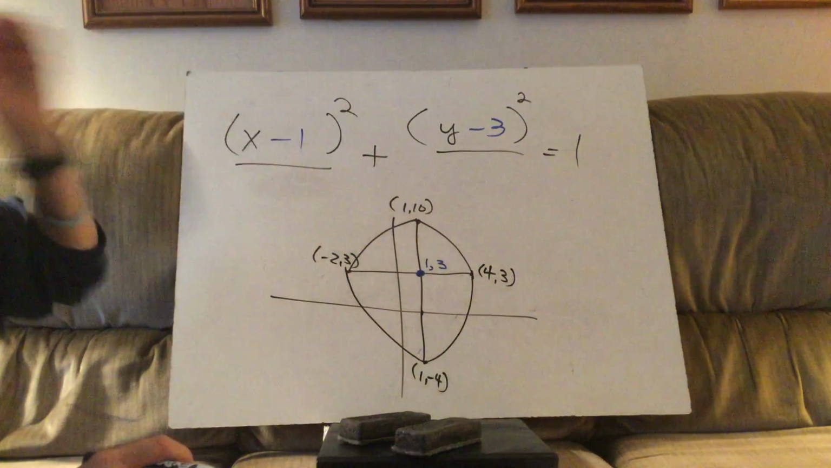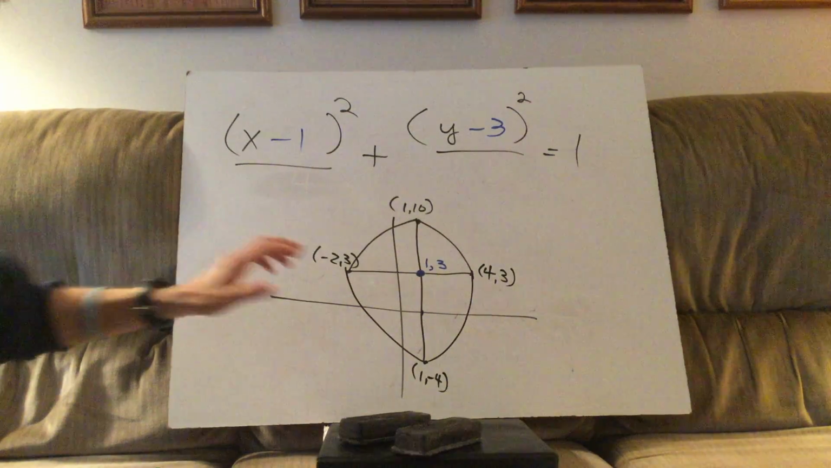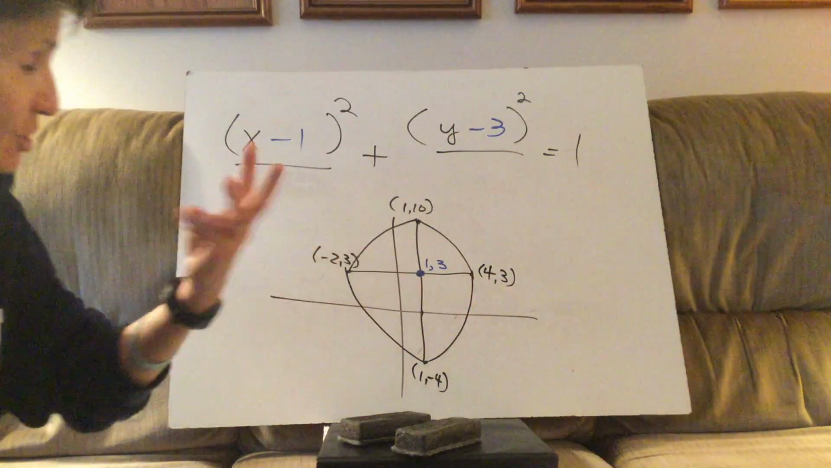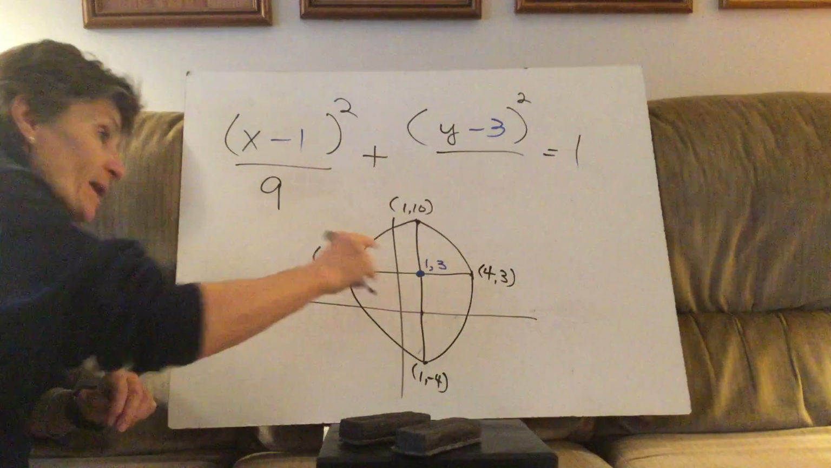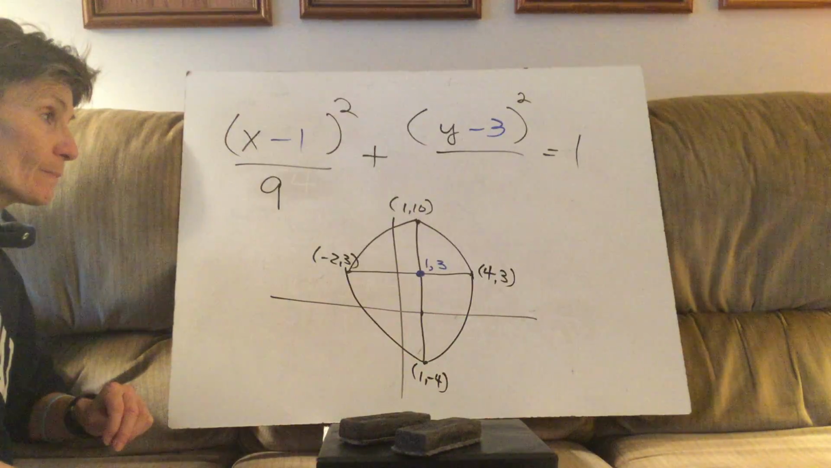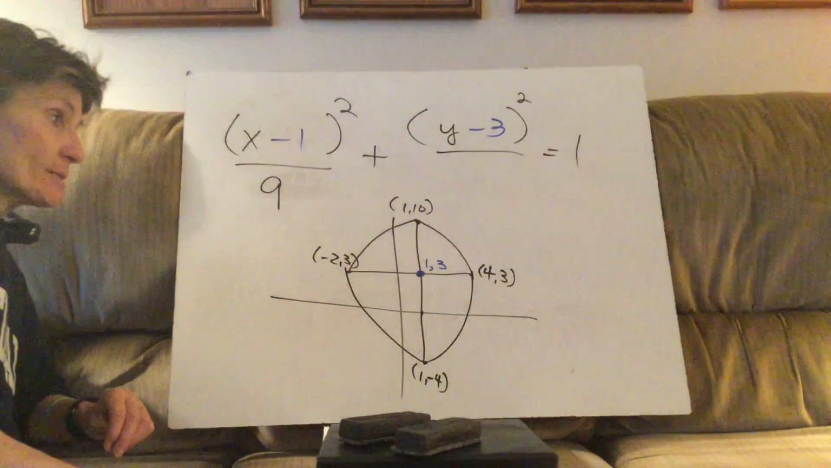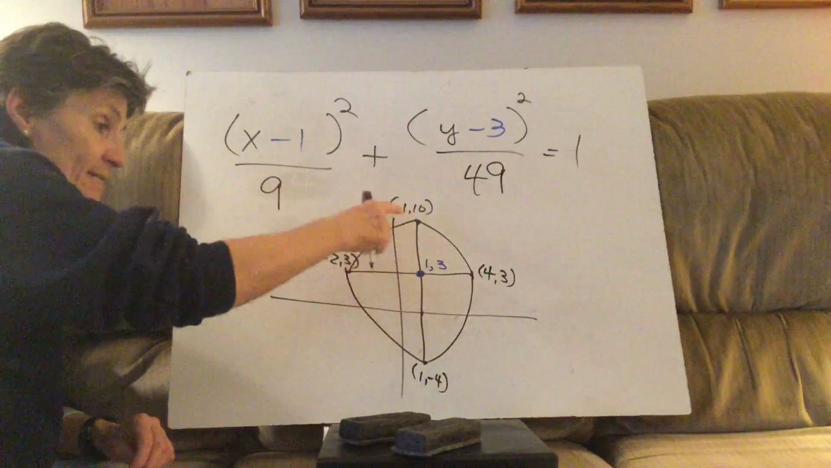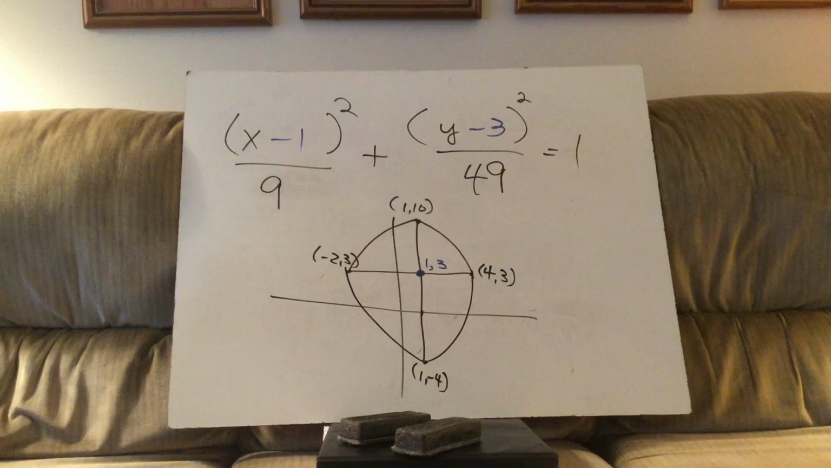Now, for the numbers underneath, remember, those are like the radius numbers. So we need to know how far we're moving. So sideways, I'm going from 1 to 4. From 1 to 4. That's 3. So this number must be a 9, because the square root of 9 is 3, and that tells me how far sideways to go. Now I'm going from 3 to 10, which is 7. So this must be a 49, because the square root of 49 is 7, and that's how far up and down I'm going. And that one's done.